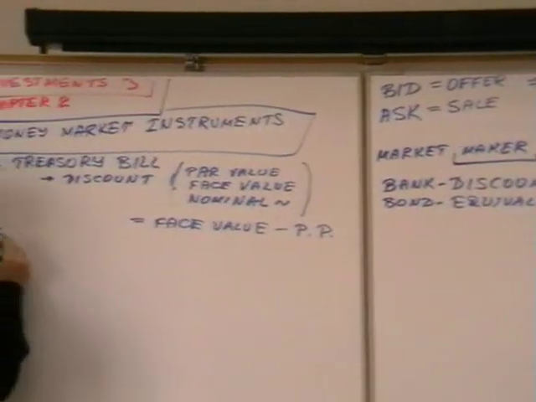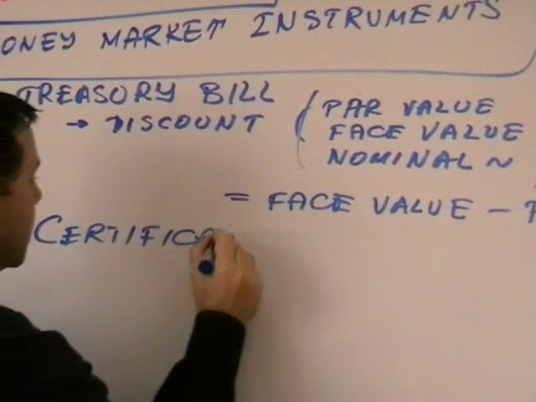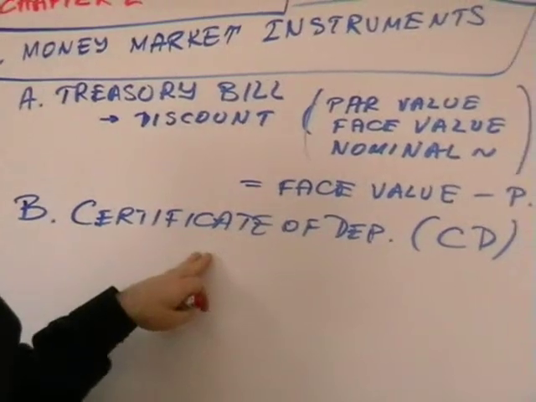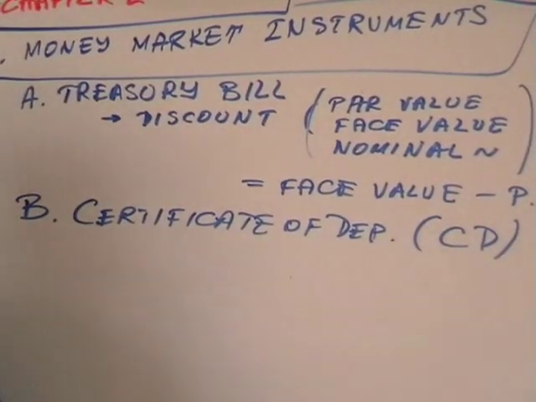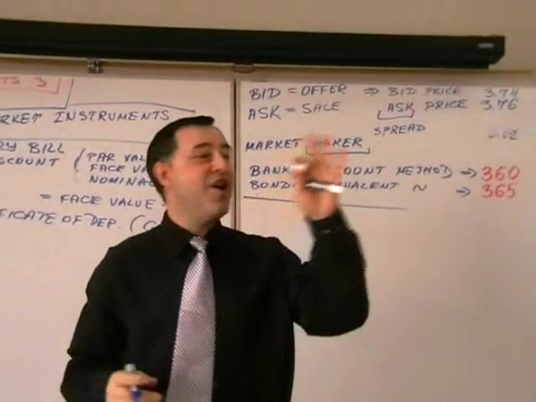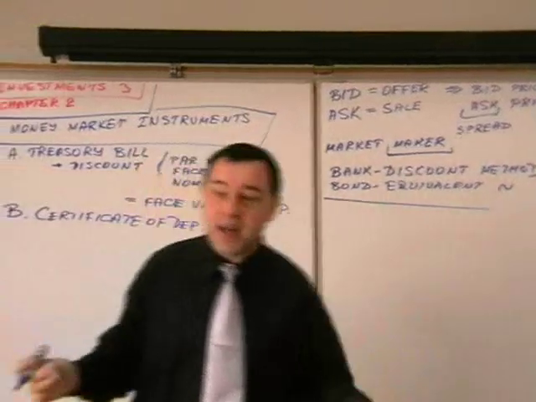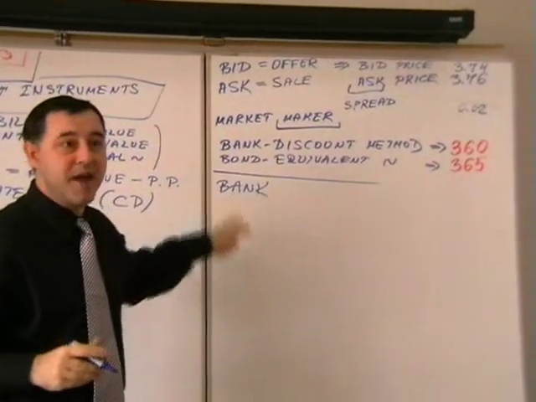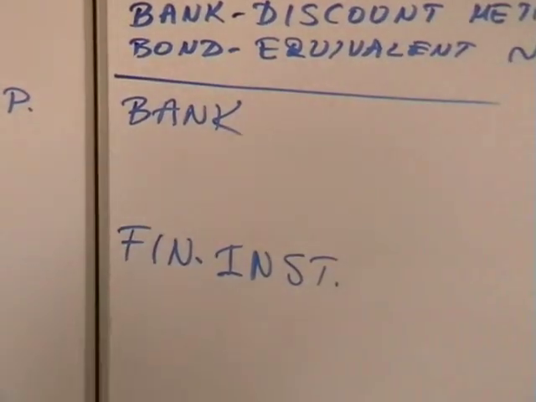The next security we move on to is a certificate of deposit, which is a CD. What is important to understand, a certificate of deposit is a liability of a bank. Let's clarify a lot of terminology. I understand a lot of times the textbooks are really lousy, so let's clarify what a bank is and see why it's not a bank. Then let's clarify a financial institution, see why it's not a financial institution, then come up with the right thing.